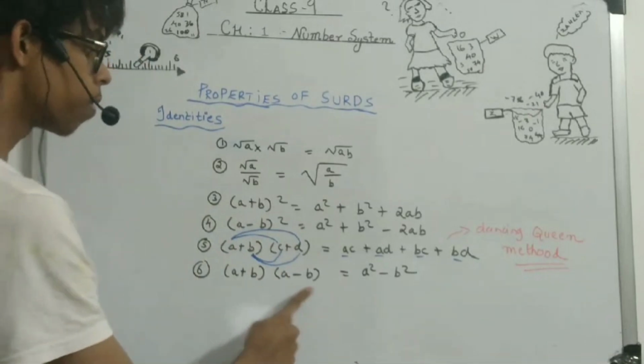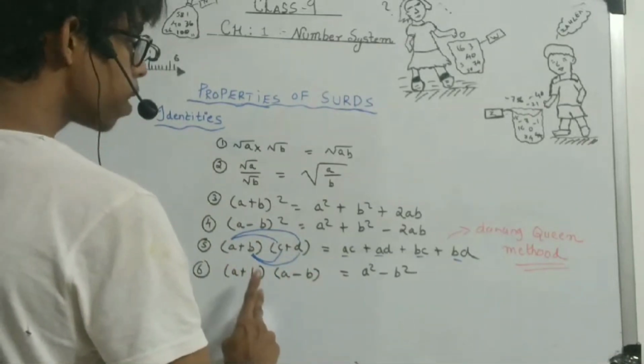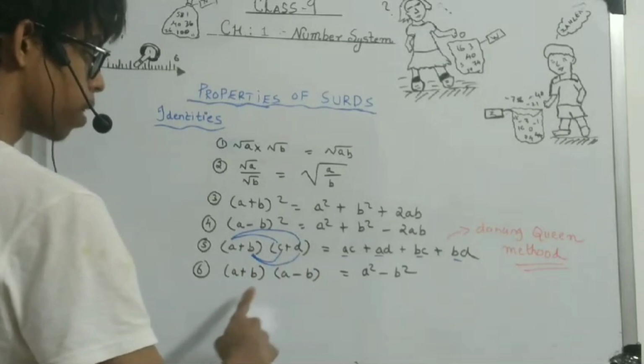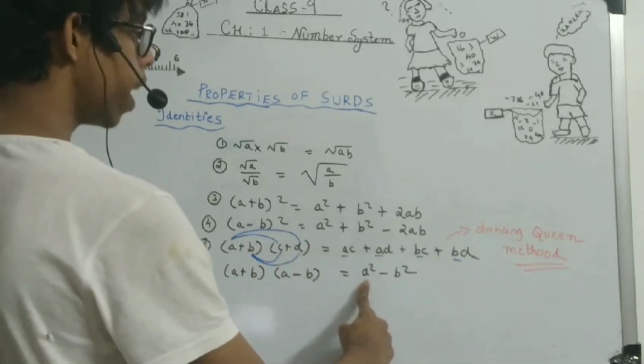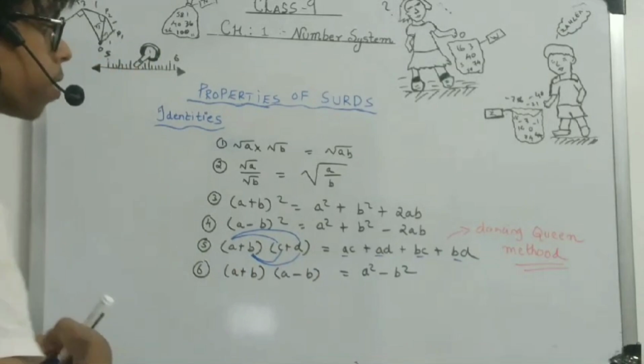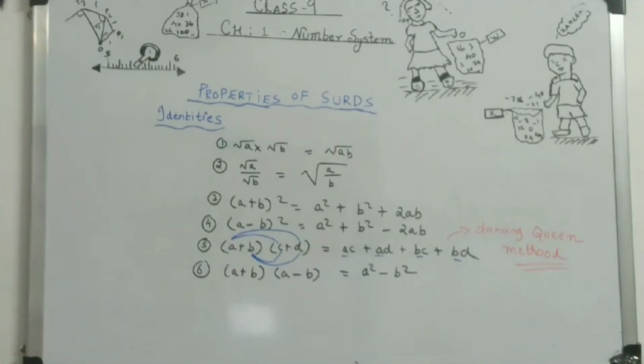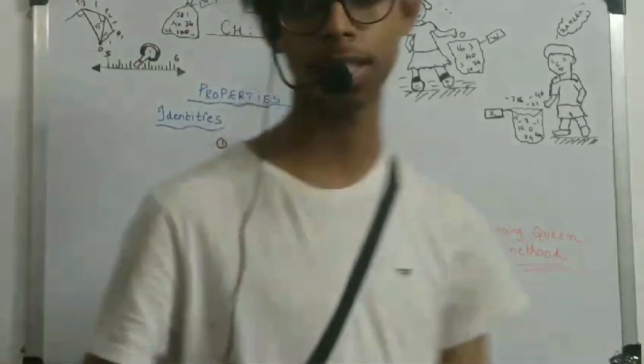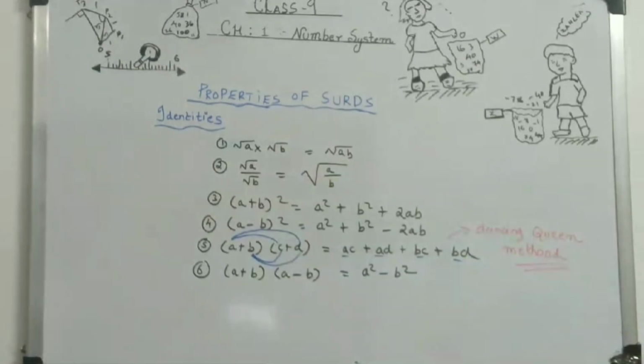Now this sixth identity also is really familiar to you. That is (a plus b) into (a minus b). We know (a plus b) into (a minus b) is equal to a square minus b square. Okay, these are your six identities which you should keep in mind while we are doing our questions.